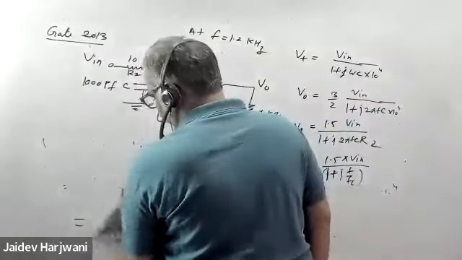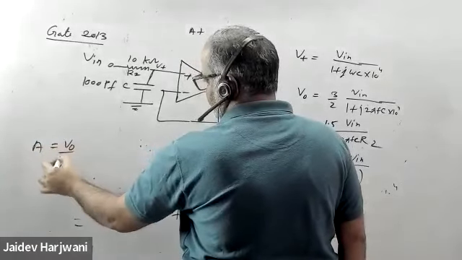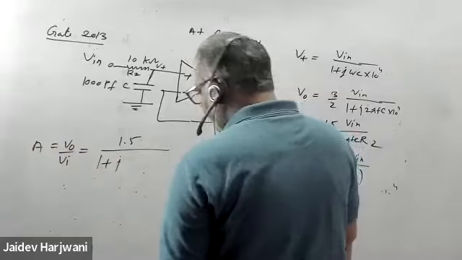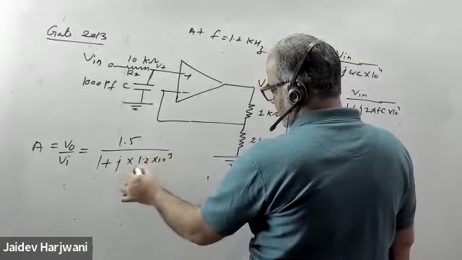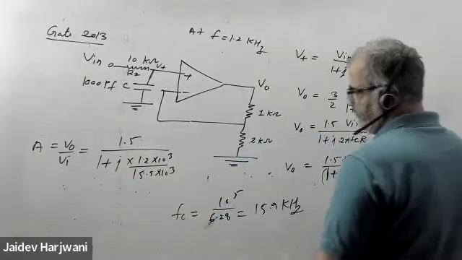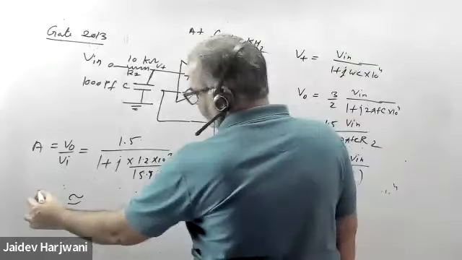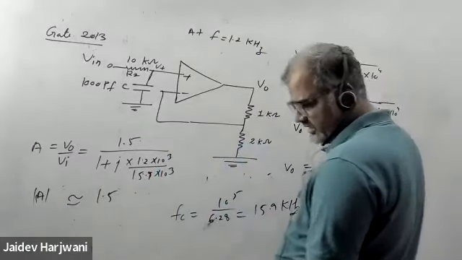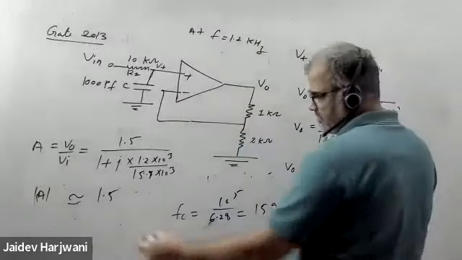So gain will be simply V naught upon V input, that is 1.5 over 1 plus J, they are asking magnitude. F is 1.2 kilohertz, and this is 15.9 kilohertz. So tell me the gain. It is 1.44, almost 1.5 will come. The options given for gain are 1, 1.5, 8 and 0.5, so we have to choose the closest answer. The closest answer is 1.5.